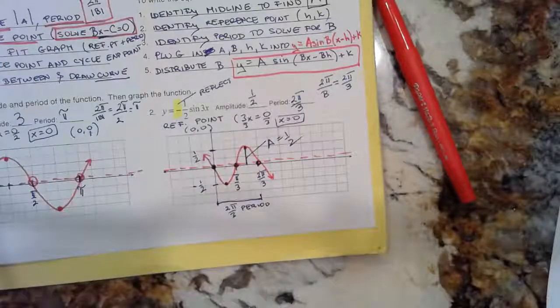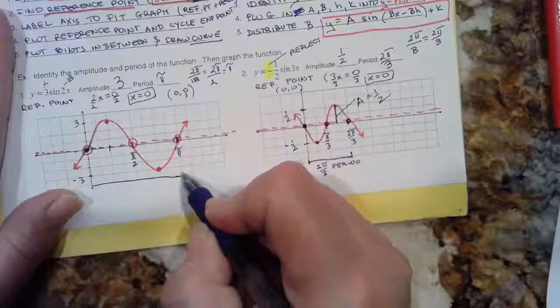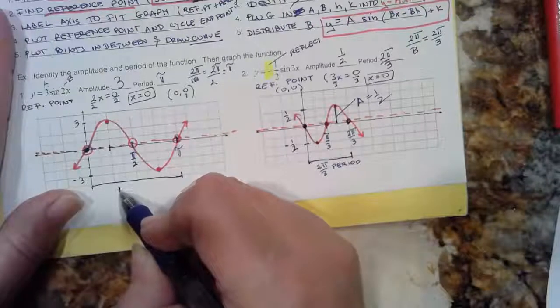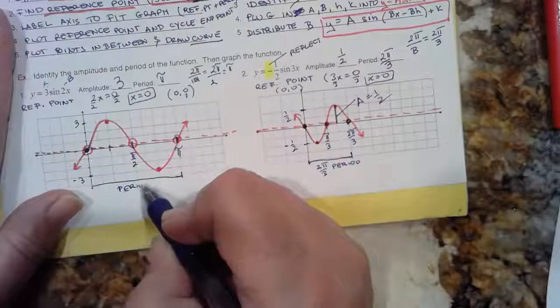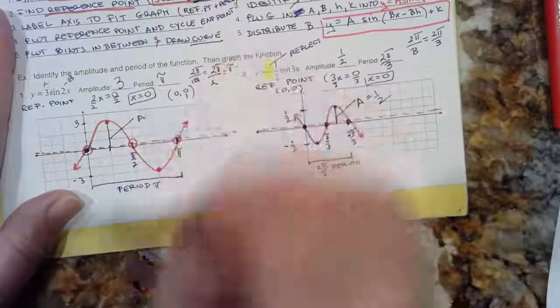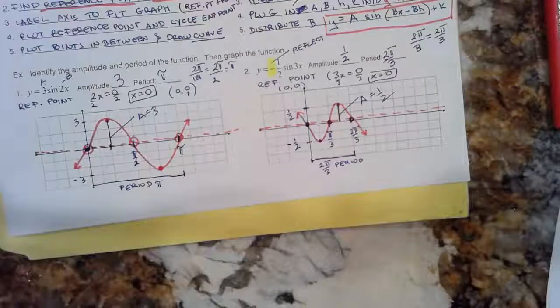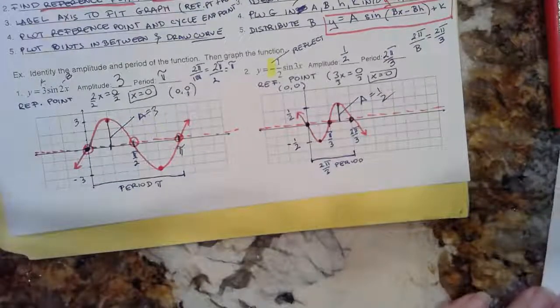Okay, so I need to be able to see that, and you should always label it so you don't make a mistake. So here, from here to here is my period pi, and from here to here is my amplitude, which is 3. Okay, let's go on, see if we can make it a little bit more fun.